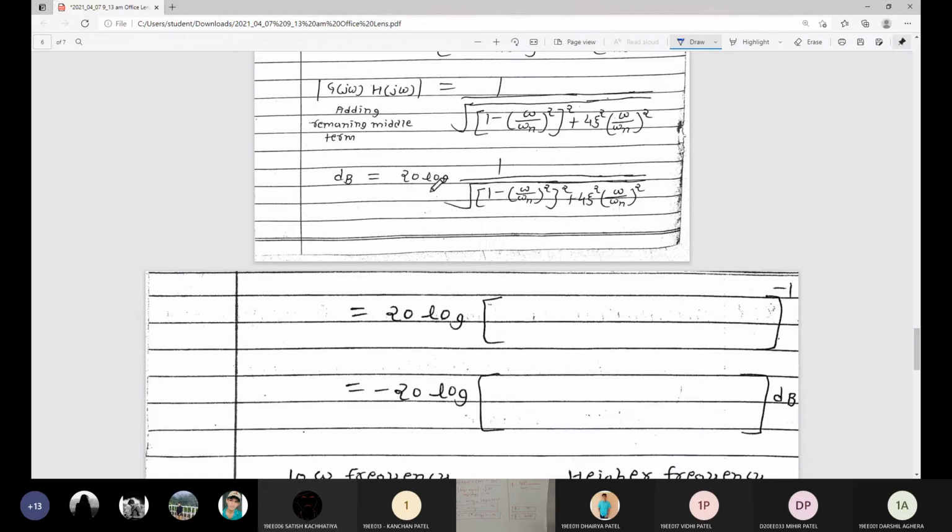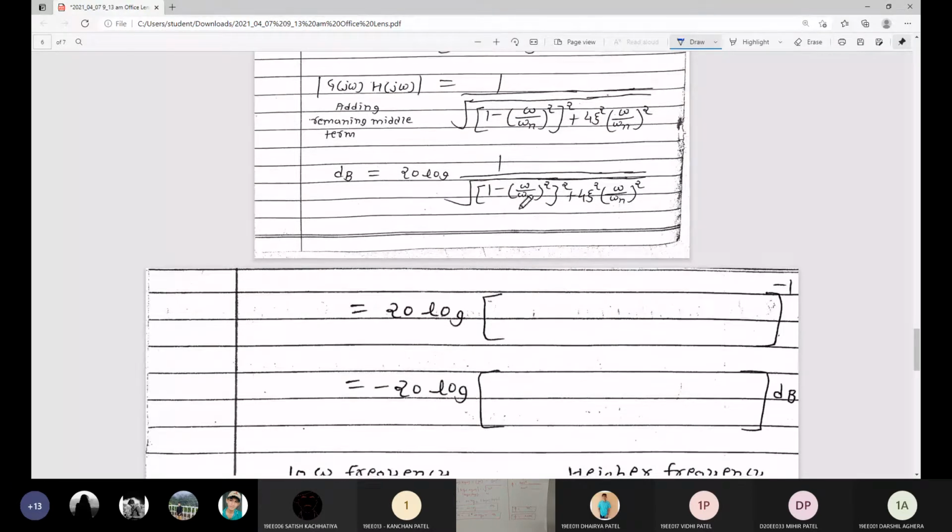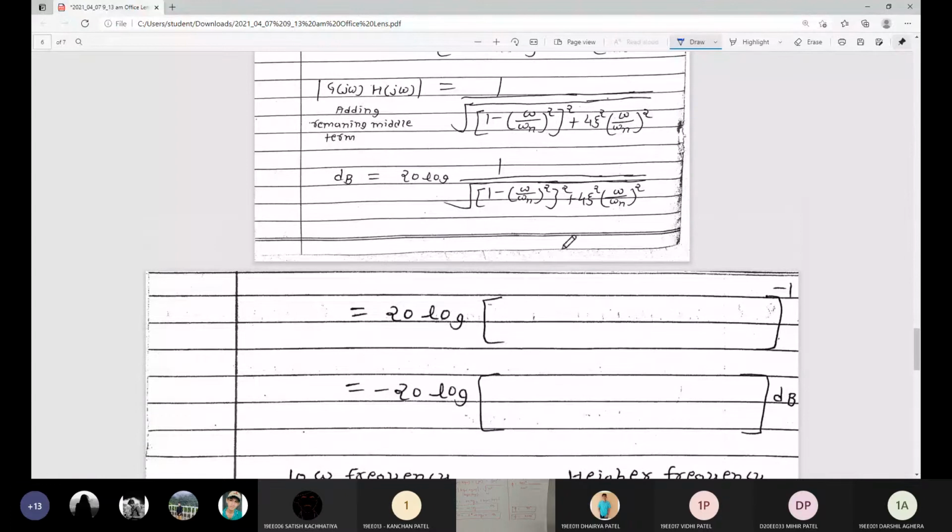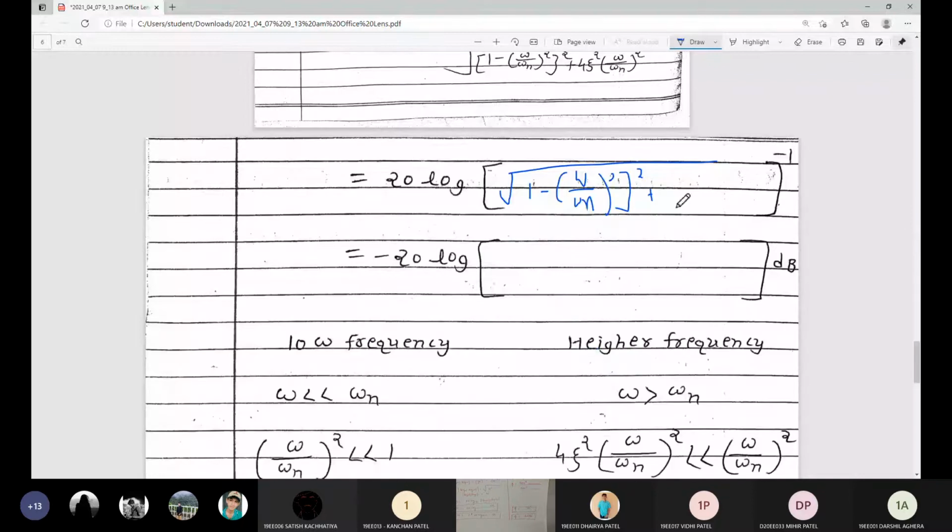So the dB value will be 20 log under root 1 minus theta square. If I am taking the inverse, it will come up. So I will be writing it in this manner: under root 1 minus omega upon omega n whole square, whole square, plus 4 zeta inverse, because we are taking this denominator into the numerator part. This minus we have taken here, so it will be minus 20 log.